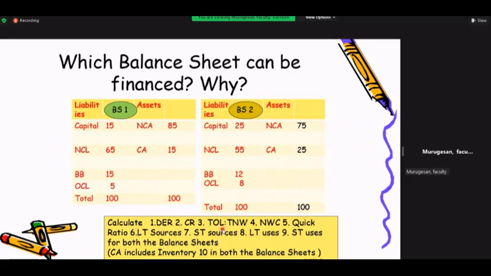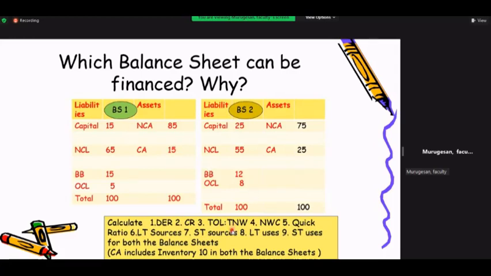Third ratio, TOL/TNW. Here TOL is 65 plus 20, 85, divided by 15. 85 divided by 15 is almost 5.6, near 5 to 6. Here the solvency ratio is okay. So 55 plus 20, that is 75, divided by 25. 3 only. This is 75: 55 long-term loan plus short-term loan, 75 divided by 25. This is 3. But the other balance sheet is more than 5. So on the third parameter also, this is poor. This company is good. This company is bad.